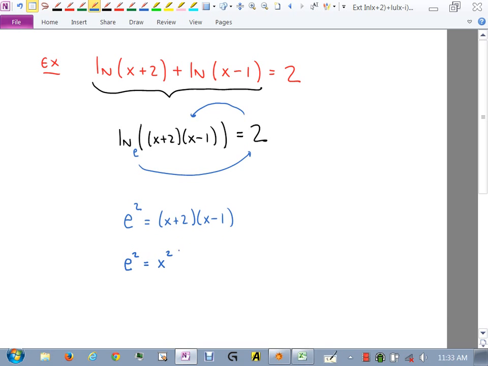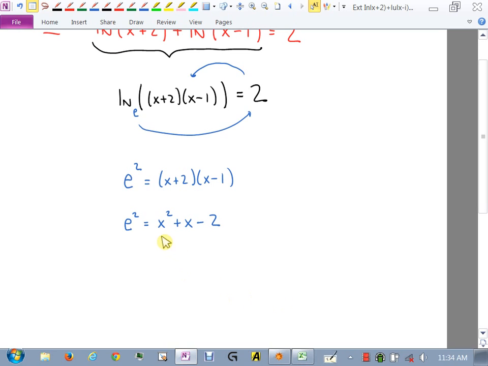Get x squared plus x minus 2, right? And now, what do we do here? E squared, you're going to have to approximate this. 7.389. Let's just say 7.39. E squared on your calculator is approximately 7.389, something like that. How about we just go 7.39?